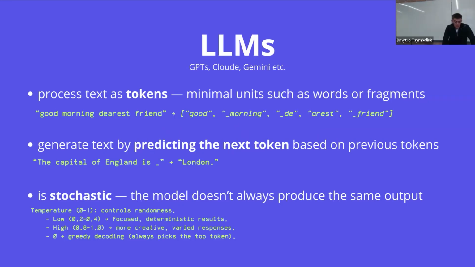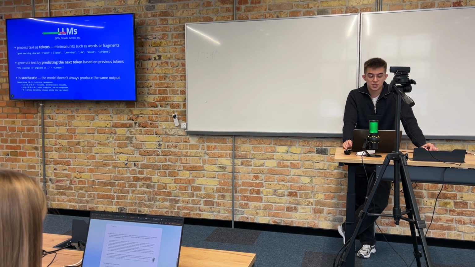They process text as tokens, minimum units, not specifically words, maybe just fragments of words, and generate text by predicting the next token. Those models are stochastic, so the model doesn't always produce the same output, and you actually can control it. Every model has a temperature parameter that controls randomness. The higher this parameter, the more creative the model is.